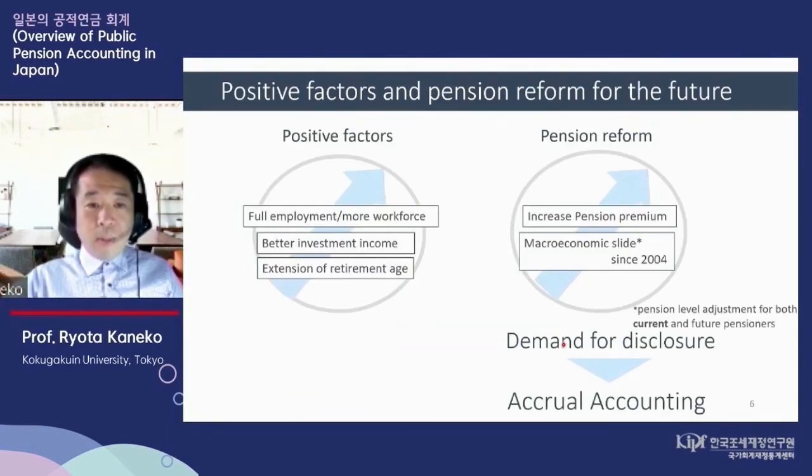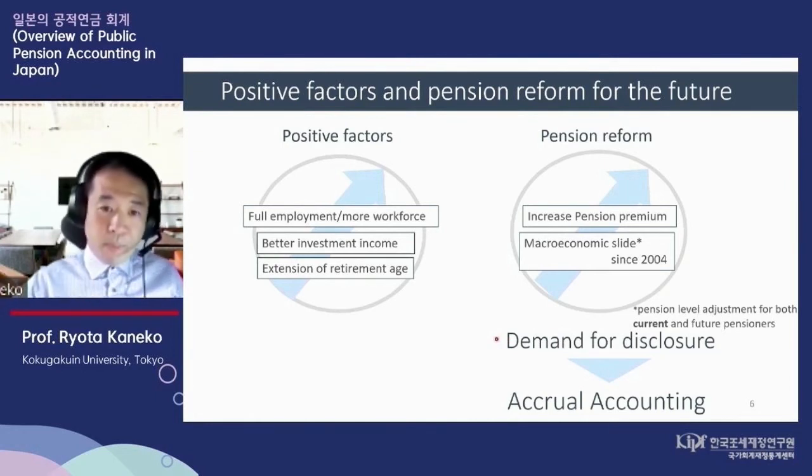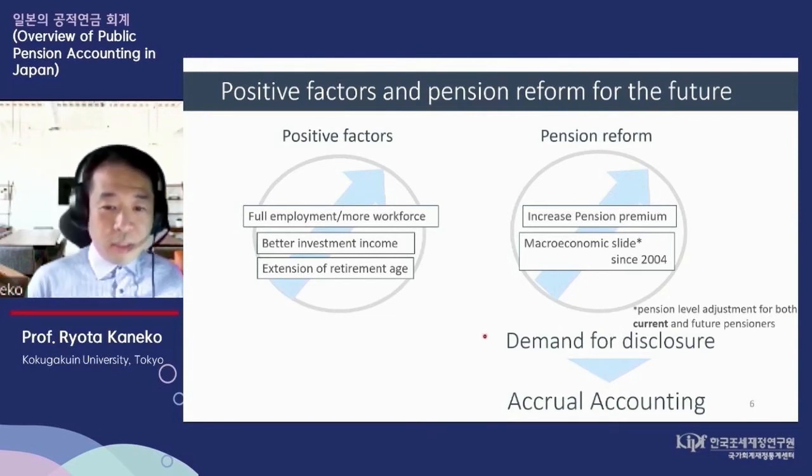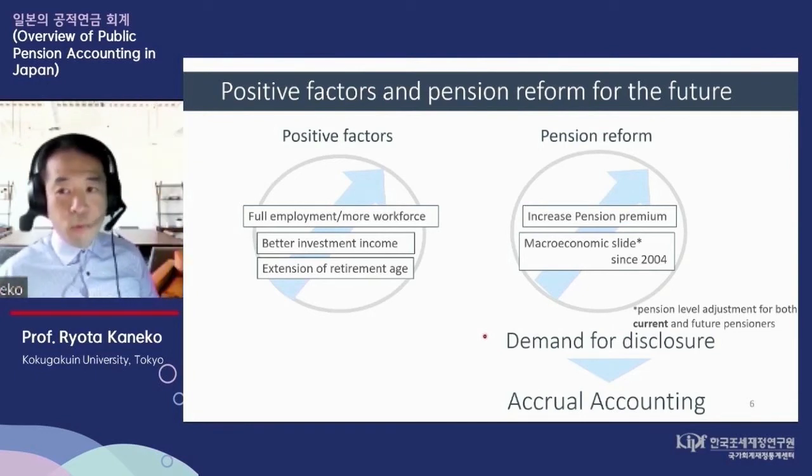But we still have some positive factors for the pension. At least before COVID-19, we had full employment and a very low unemployment rate. And more women are working in companies, so there is more workforce. And in these 15 years, we have had better investment income than we expected in 2000. And now many people extend their retirement age until 70 or even 75. Actually, my father is 75 years old, but he still works as a full-time worker.